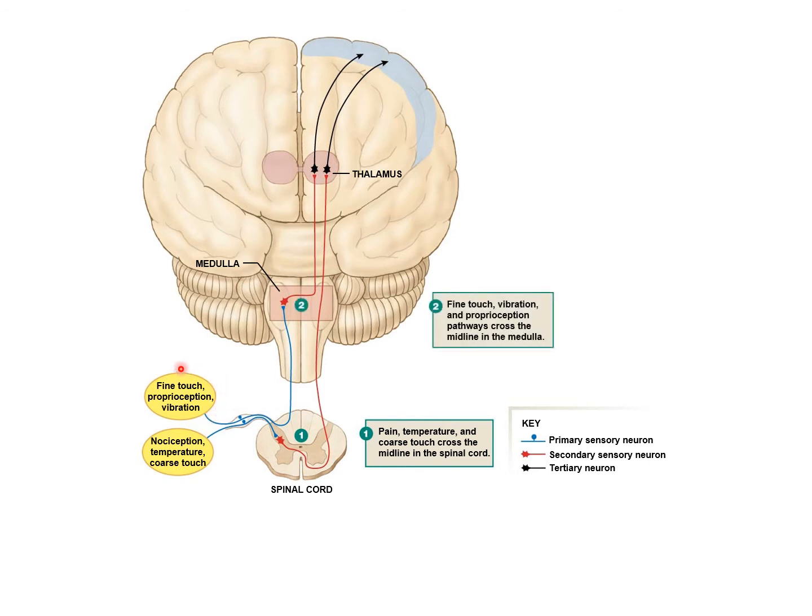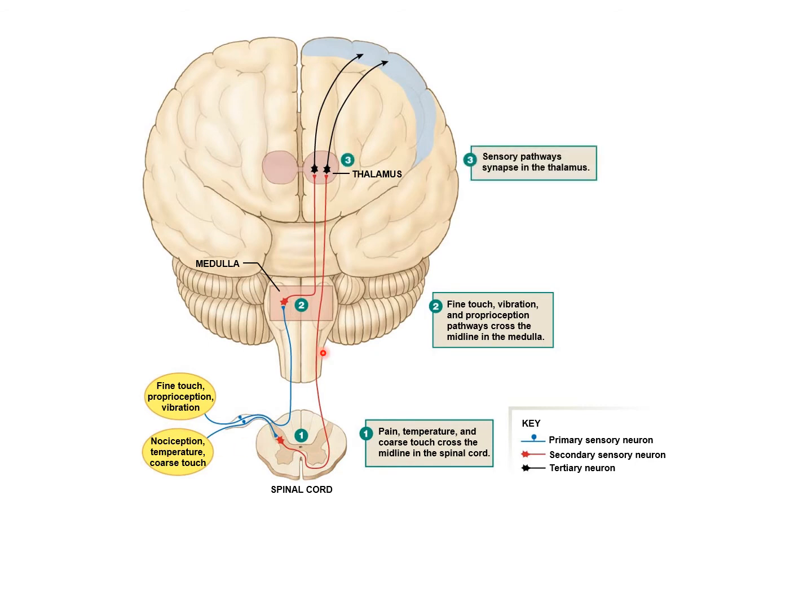On the other hand, let's try a different scenario. Let's say in the same area of the body, the same region, we get a non-noxious stimulus like a fine touch or proprioception. What will happen is it'll still route through the dorsal horn, that's the afferent pathway, but instead of integrating at the level of the spinal nerve, it'll actually integrate up in the medulla, across the midline, and so forth.